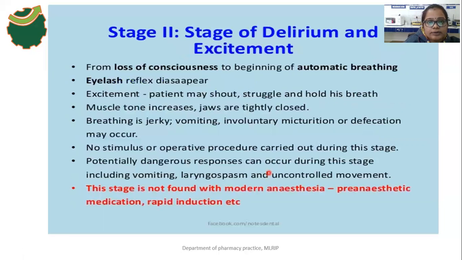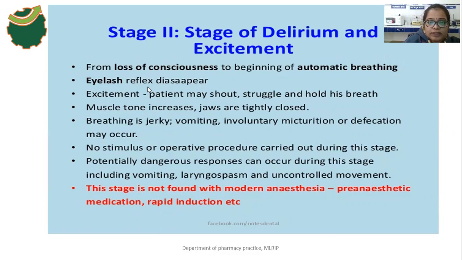And what is stage 2? Stage 2 is the stage of delirium and excitement. That is the name of stage 2. Here this period starts from the loss of consciousness.